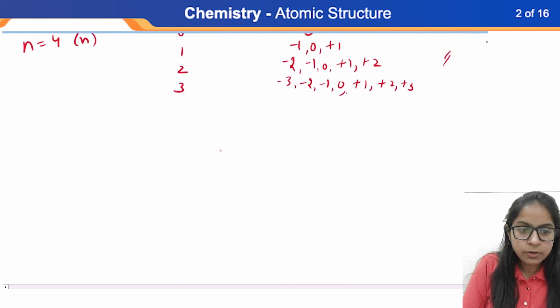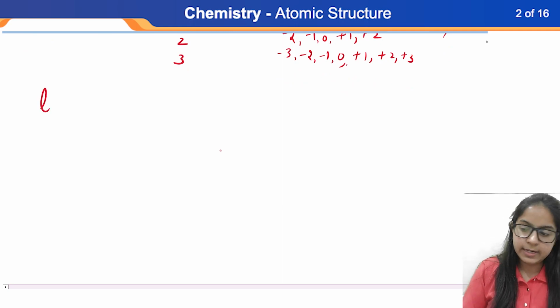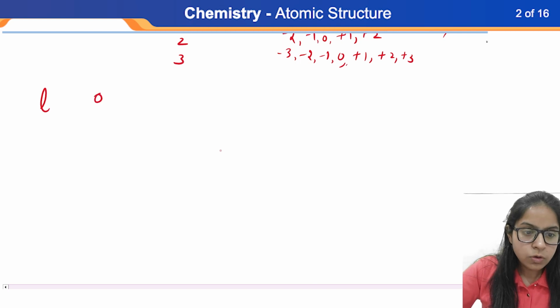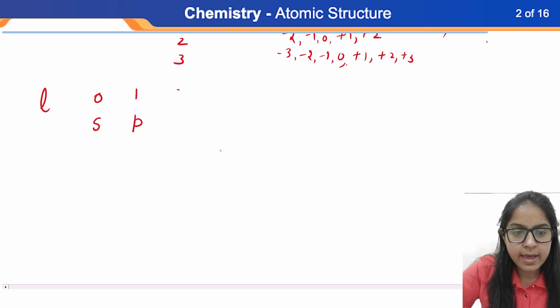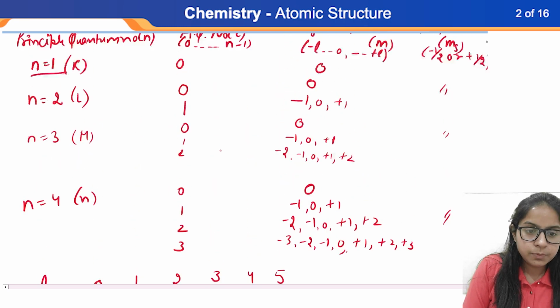Now I am going to tell you what we write for the different values of l. If l is 0, then we name it the s orbital. If l is 1, then it is the p orbital. If l is 2, it's d. If l is 3, it's f. If l is 4, it's g. And if l is 5, it's h. Okay, so we are going to put it that way.